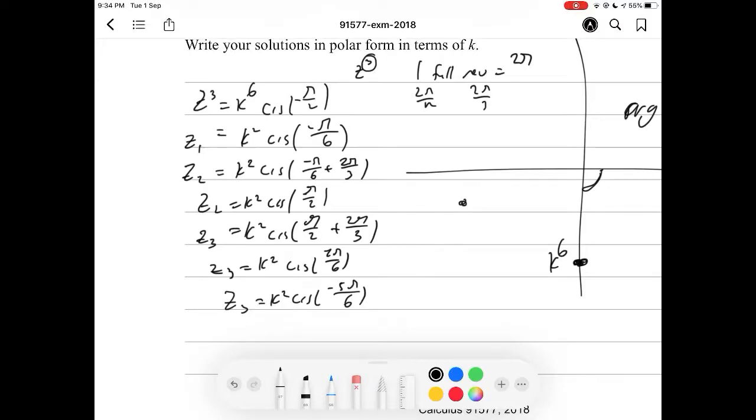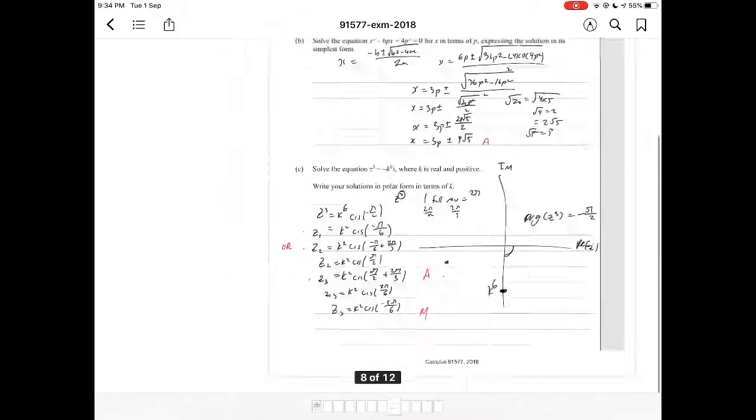Okay, so for this question, that is actually a merit level question if you can get all 3 solutions. To get an achieved grade, you're looking at one correct solution. So either z1, z2, or z3 will get you an achieved.